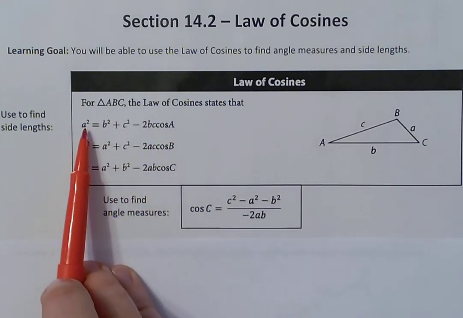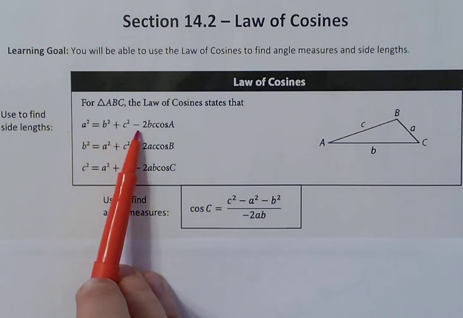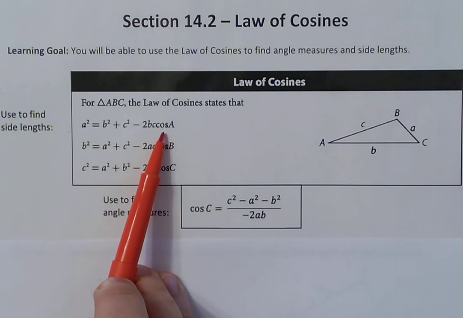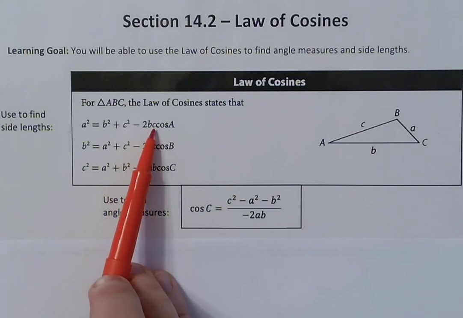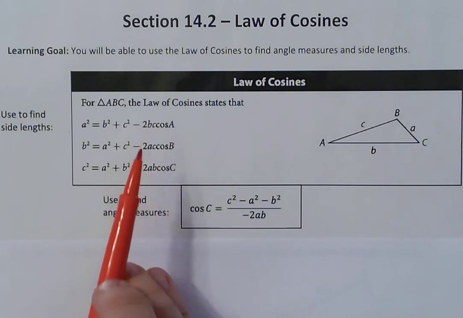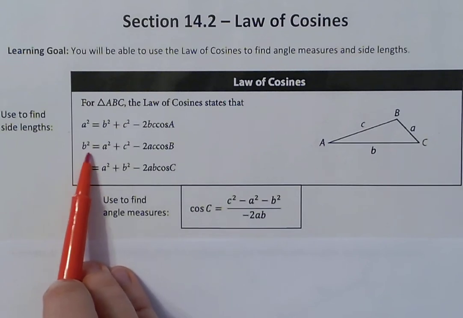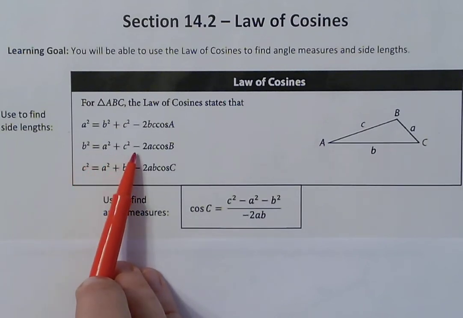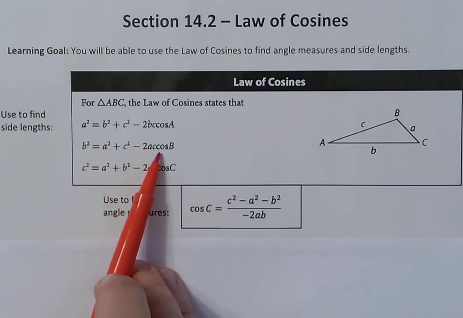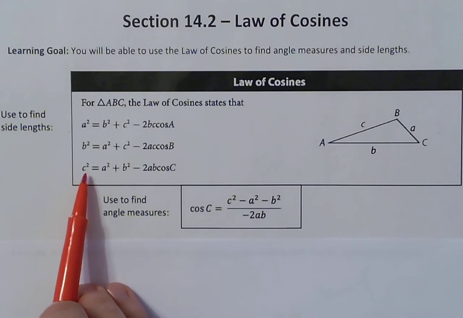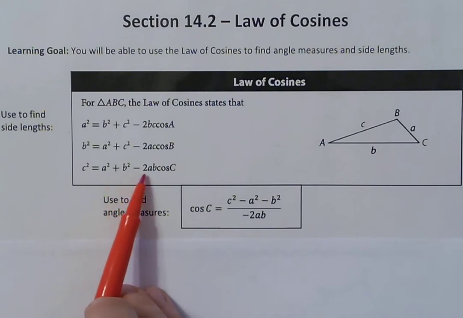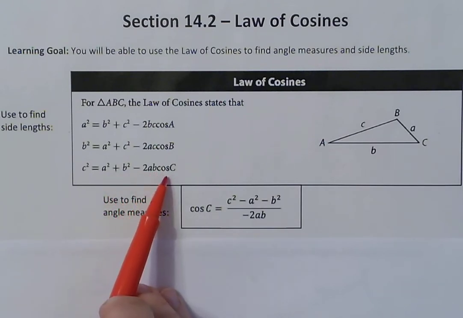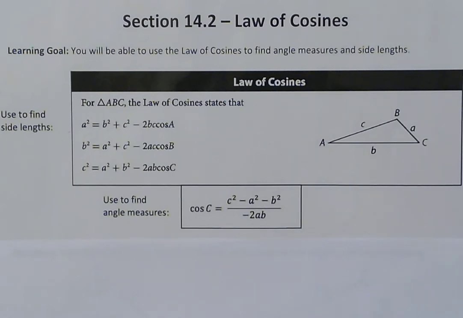So to figure out side A, it's a squared equals b squared plus c squared minus 2bc times cosine A. I know that kind of gets smushed in here, but that's 2bc times cosine A. So to figure out B, it's b squared equals a squared plus c squared minus 2ac times cosine B. And then to figure out side C, it's c squared equals a squared plus b squared minus 2ab times cosine C.